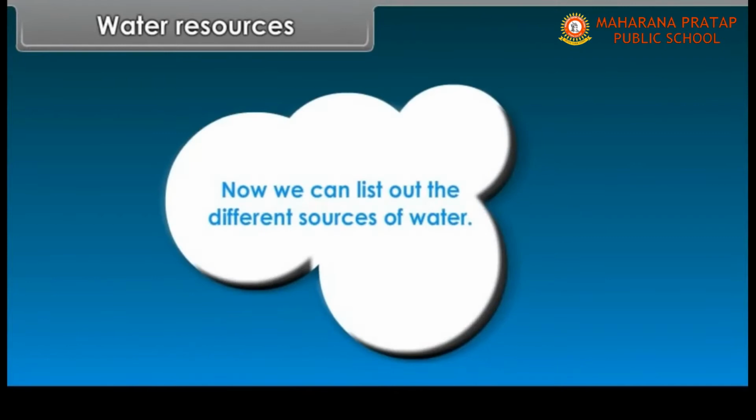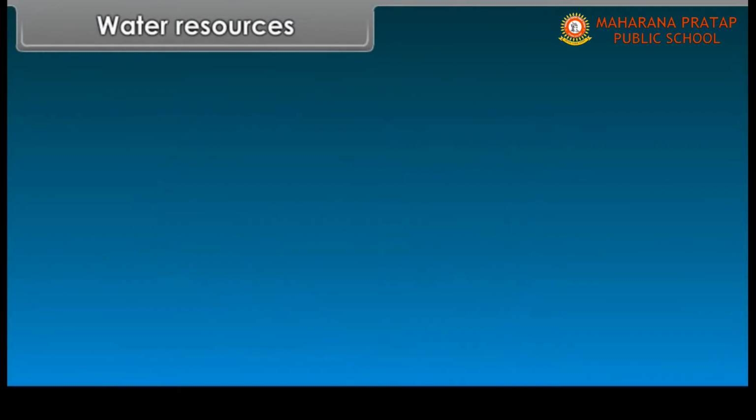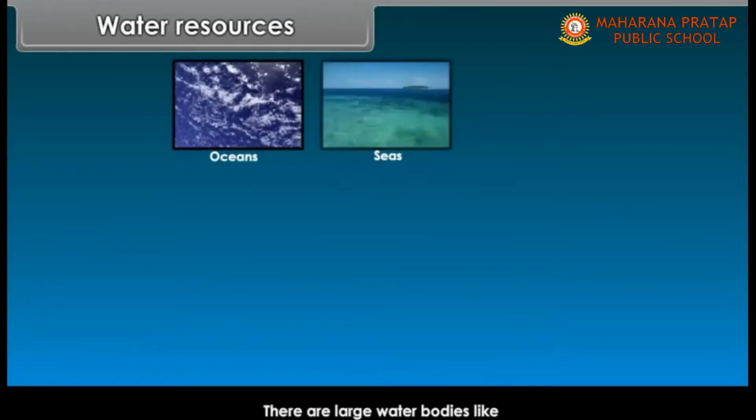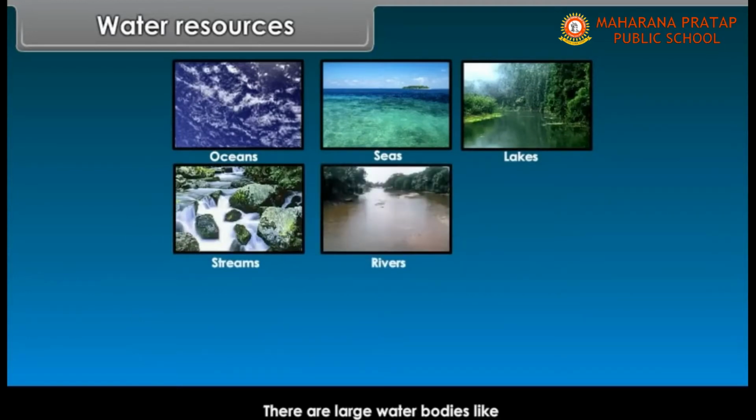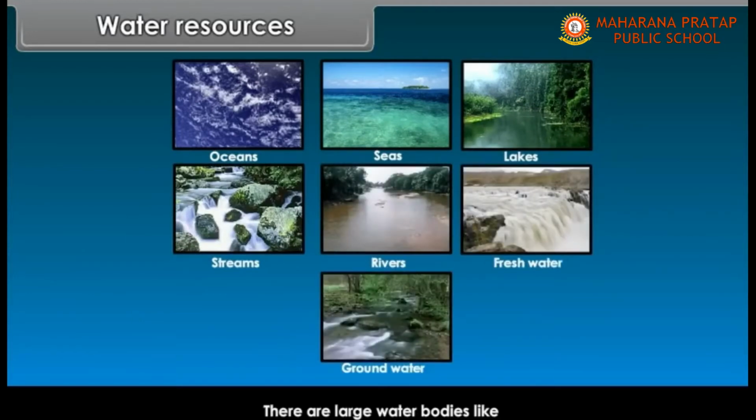Now we can list out the different sources of water. There are large water bodies like oceans, seas, lakes, streams, rivers, fresh water, groundwater, etc. These are the different sources of water on Earth.